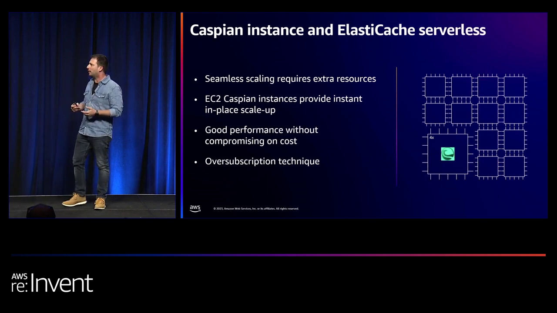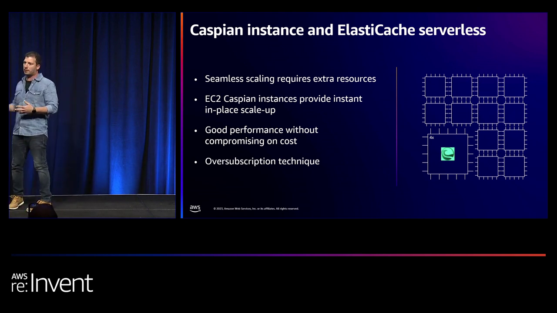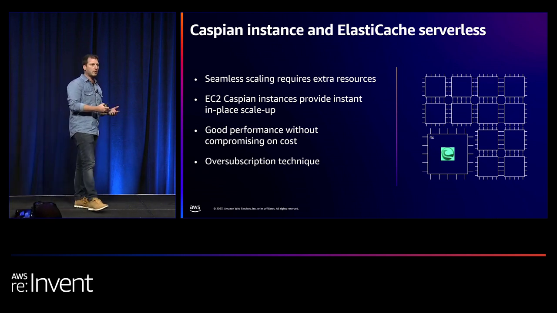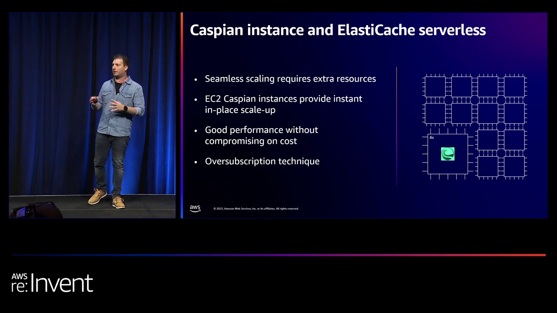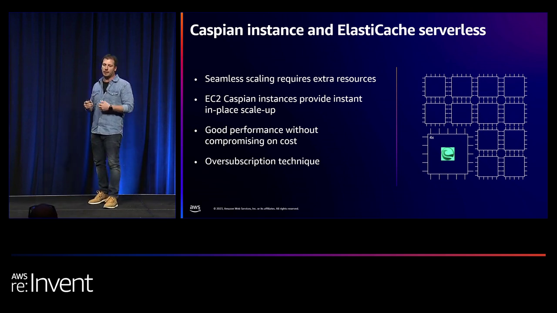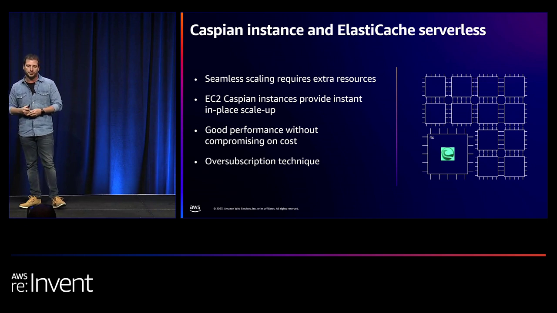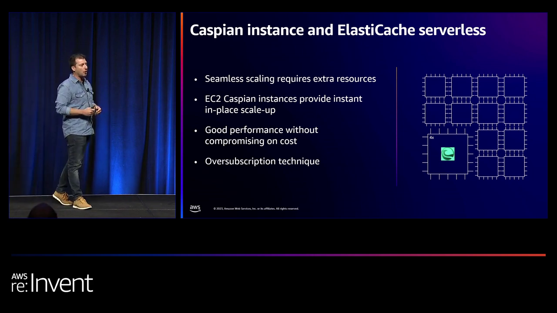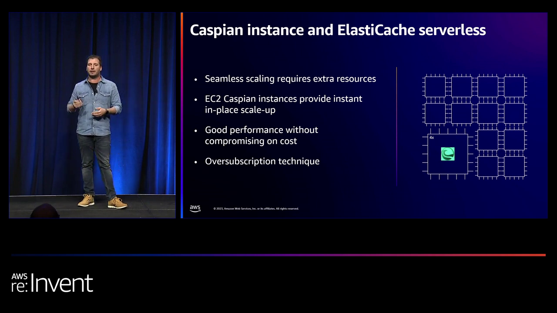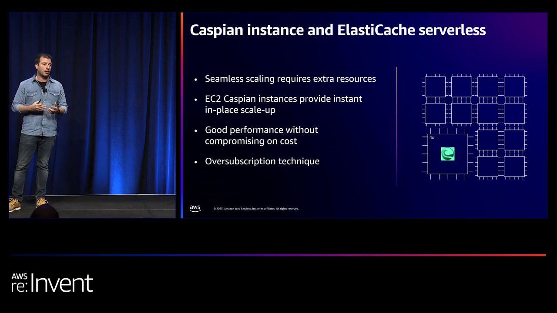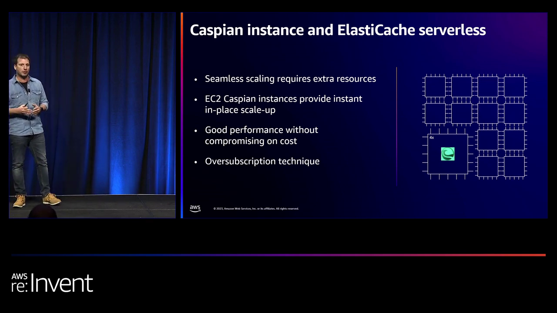Now, I want to talk about Caspian and ElastiCache Serverless. First, ElastiCache Serverless is built on top of the Caspian platform. For those of you who missed Peter's keynote where he talked about Caspian, I will give a brief overview. Caspian is a new type of Amazon EC2 instance. It's purpose-built for dynamic resizing, and it can do that very quickly. The Caspian platform does not have a fixed memory or CPU footprint and can be rescaled up and down very easily. So Caspian delivers very good performance without compromising on cost, and it does that thanks to oversubscription techniques.